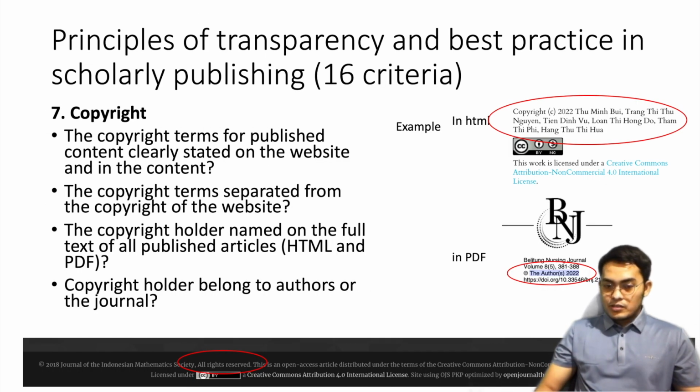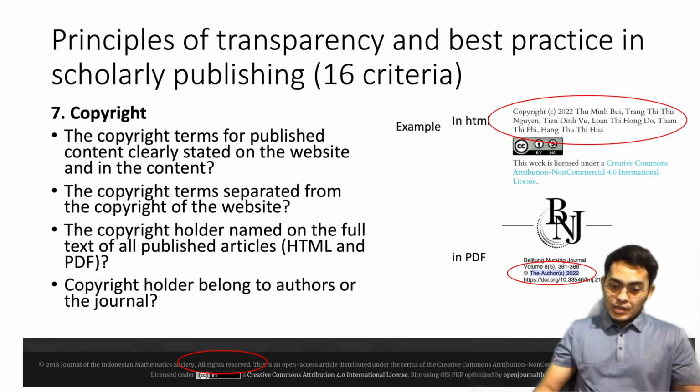And number 7, the copyright components. We would like to know the copyright terms used on this website, because the copyright of the website and the copyright of the contents are different. So they need to be able to differentiate. For the copyright of the website and the copyright of the articles, you can see in the example here, the copyright belongs to the authors, even in the HTML or in the PDF.